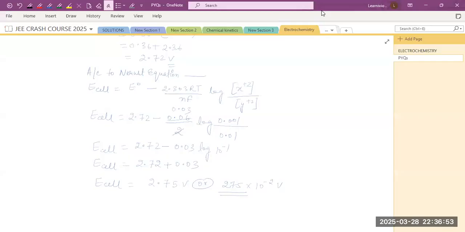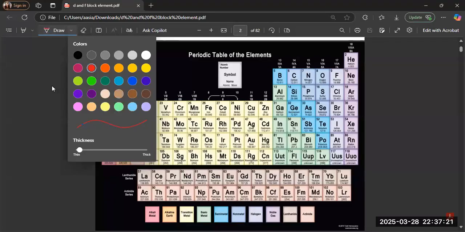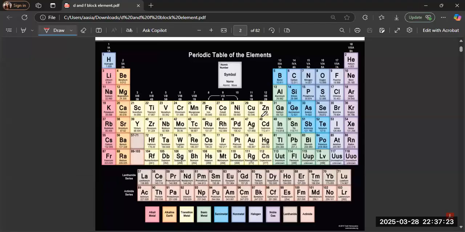So that's an important question. You can practice more questions based on electrochemistry. For now, we are going to start the D and F block. Is my screen visible?